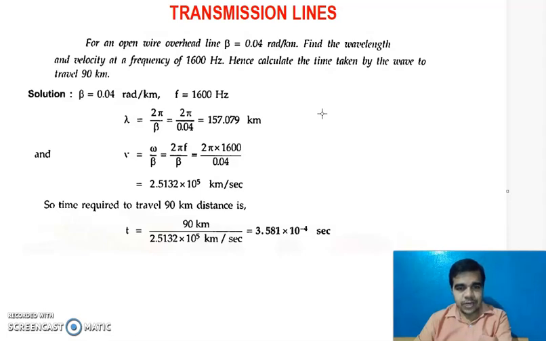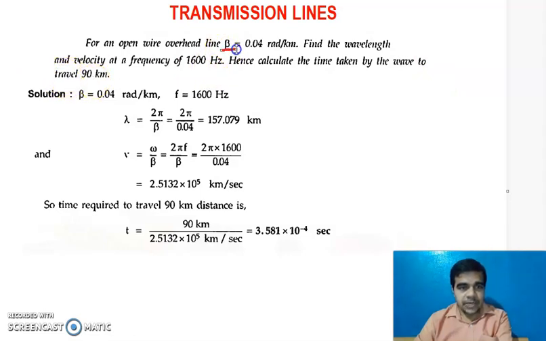In the series of numerical problems in the topic of transmission line, the second question that we are going to see is: for an open wire overhead line, beta is equal to 0.04 radian per kilometer. Find the wavelength and velocity at a frequency of 1600 Hz. Hence, calculate the time taken by the wave to travel 90 km.